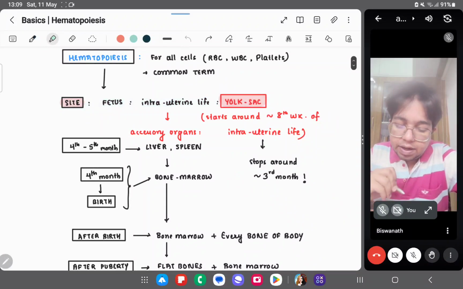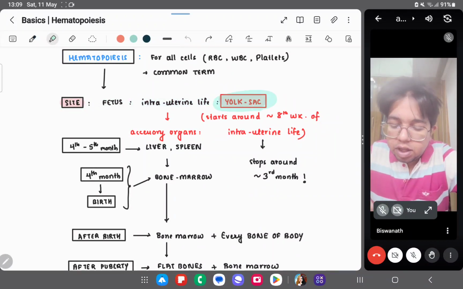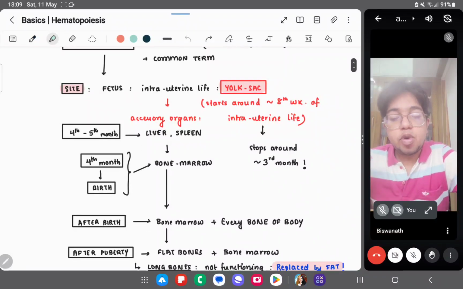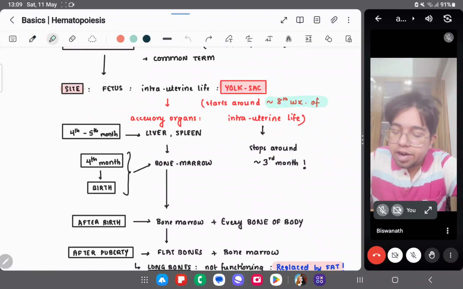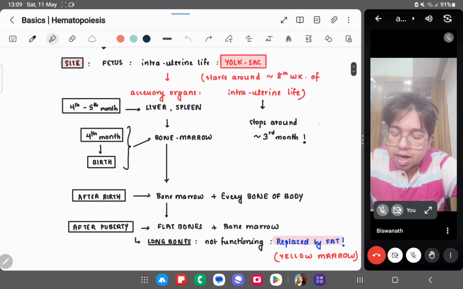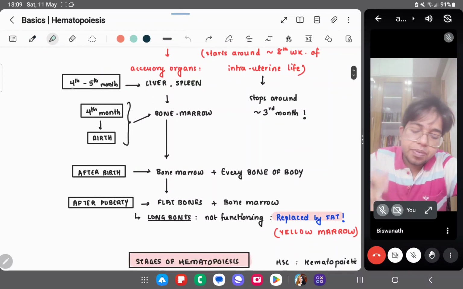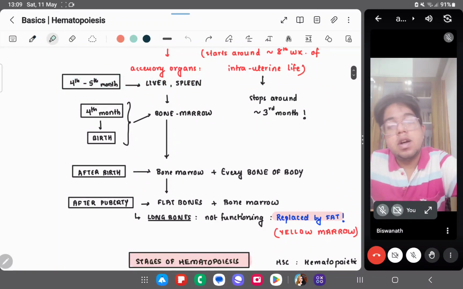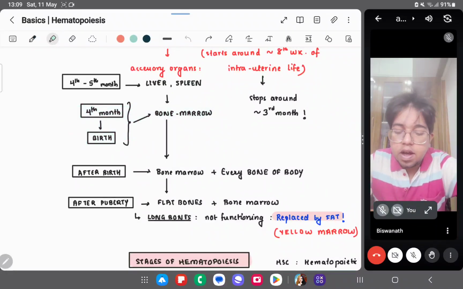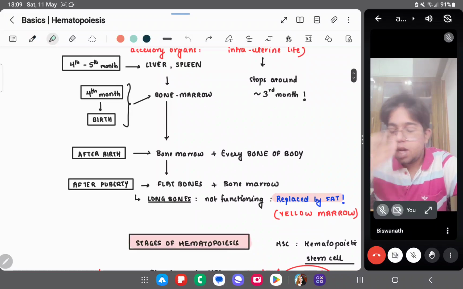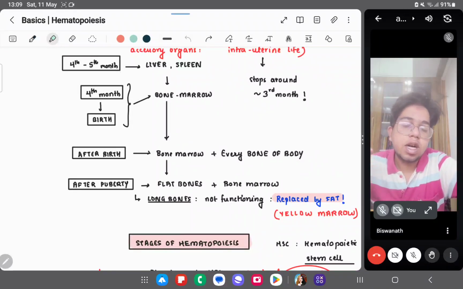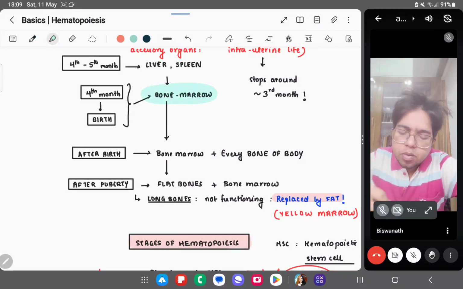Site is fetus. In the fetus, in intrauterine life, the yolk sac is the major organ. From the 8th week of intrauterine life, hematopoiesis starts and stops around the 3rd month. In the 4th to 5th month, the organ shifts to the liver and spleen. From the 4th month to birth, we have our bone marrow as the primary organ. Of course, other organs also contribute in this process, but I'm talking about the primary organ for hematopoiesis.